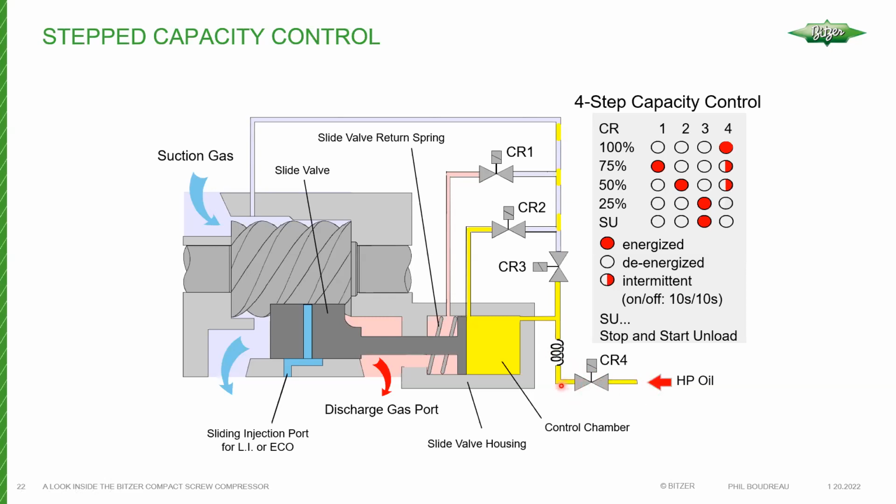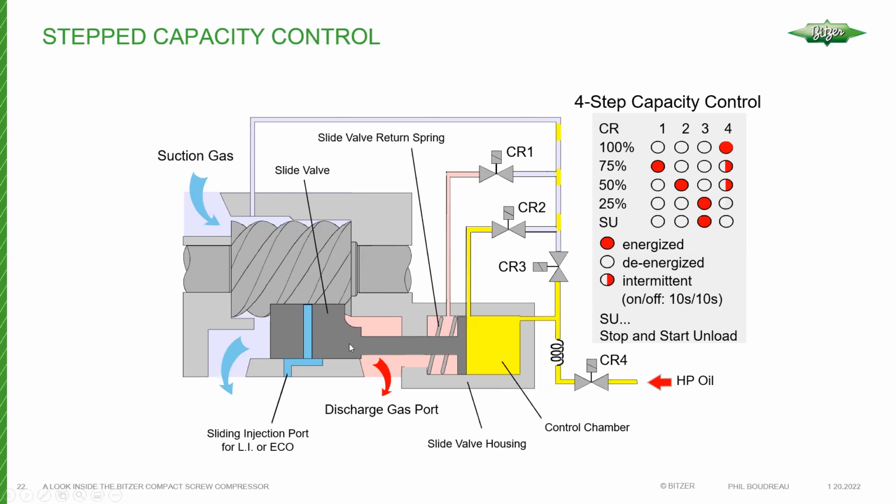CR4 then accepts high pressure oil from the high side of the compressor, the oil reservoir, fills up this chamber, in turn pushing the slide valve to the left and closing up this gap here. Once this gap is completely closed, now we're using the full effective length of the rotors to achieve compression. This is when the compressor is operating at maximum capacity, of course.